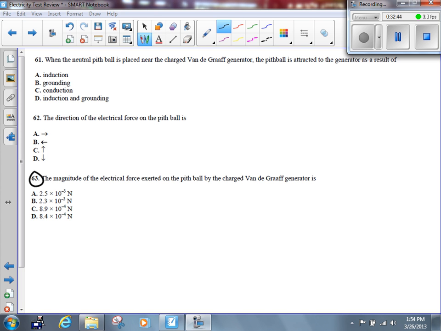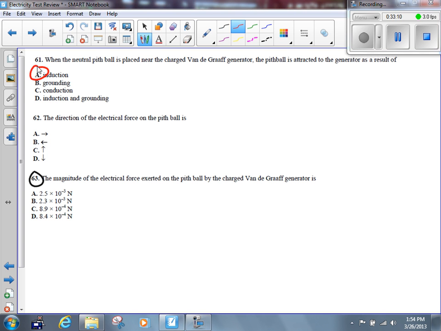It's charging by induction. When a charged object is brought near a neutral object, there's a separation of charge, a temporary separation of charge induced, induction, in that neutral object. That temporary separation of charge causes the side that's closest to the charging object to be opposite, so they attract. It attracts because of that temporary separation of charge. It attracts because of induction.